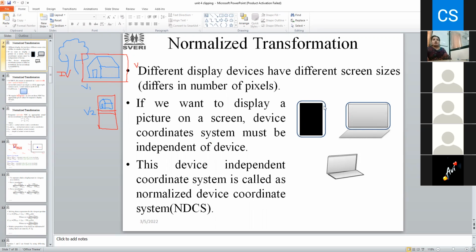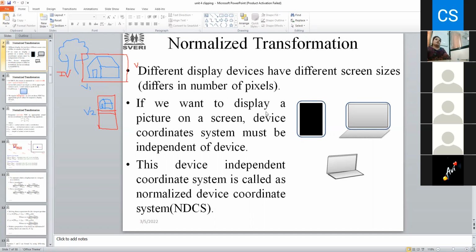They have different screen resolutions and different viewports. So we have to select normalized dimensions which will be easier to plot on any of the viewports given. Here, different display devices have different screen sizes. They may differ in the number of pixels, they may differ in the resolution.